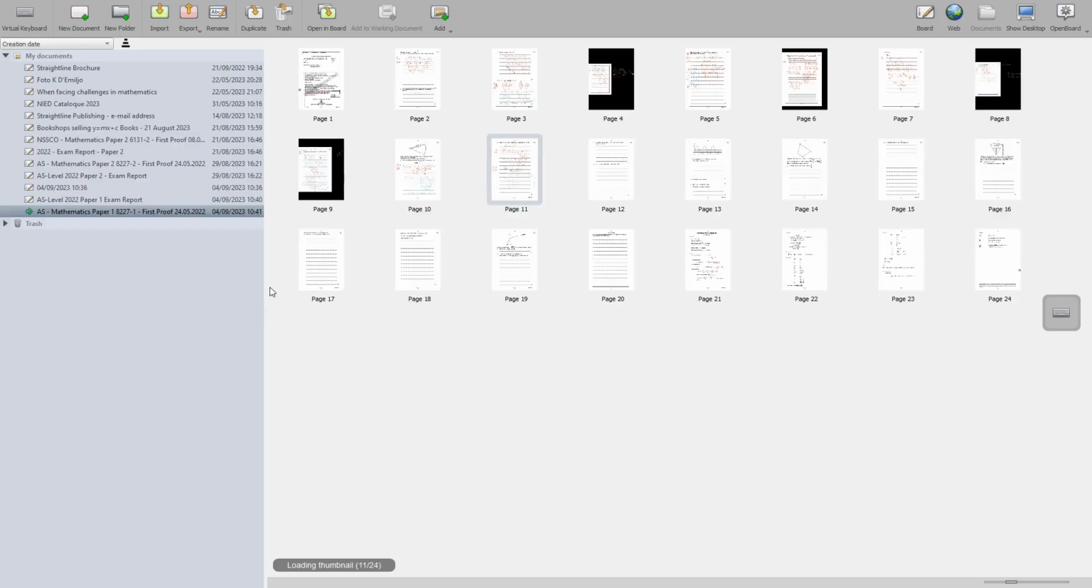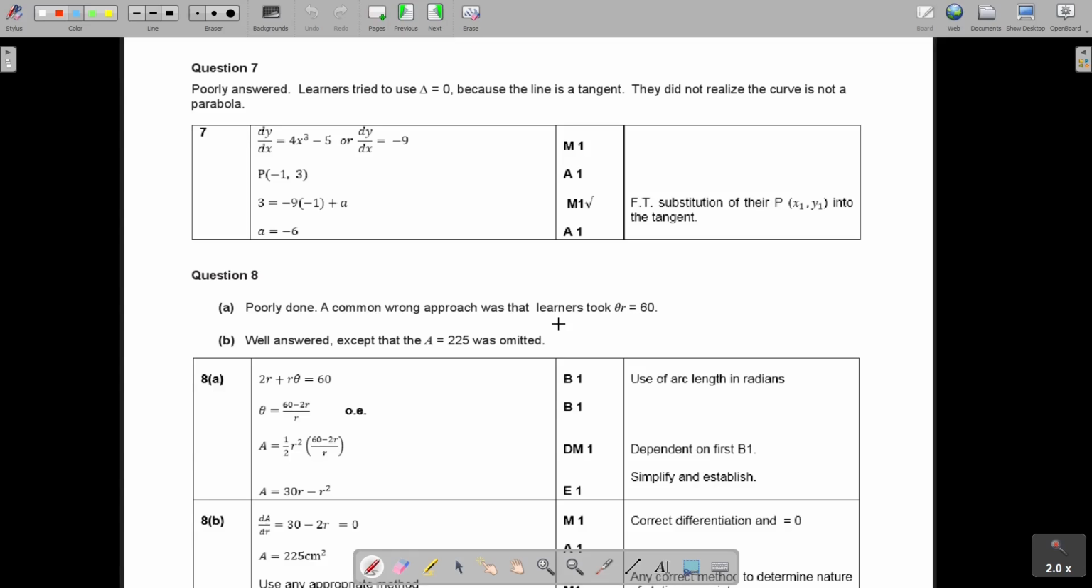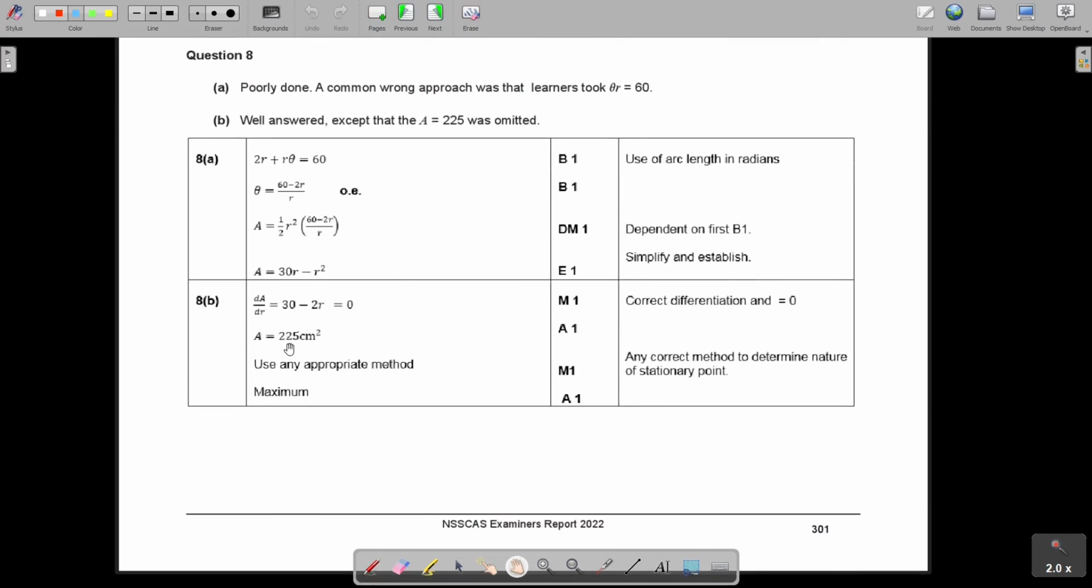Then we just go to the exam report and see what they tell us there. Question B: you use any method, as long as you come to a maximum point. So well answered, except that A was omitted. People didn't substitute in the original. Remember, they asked for the value of A, so you must find r to find the value of A.